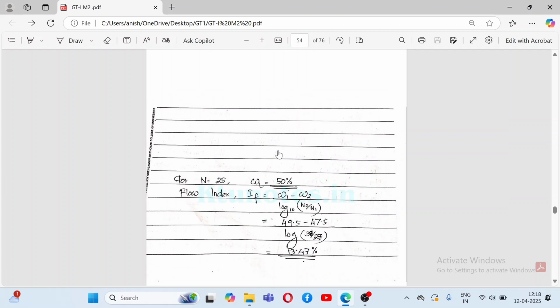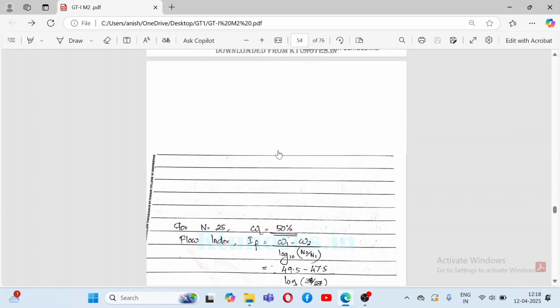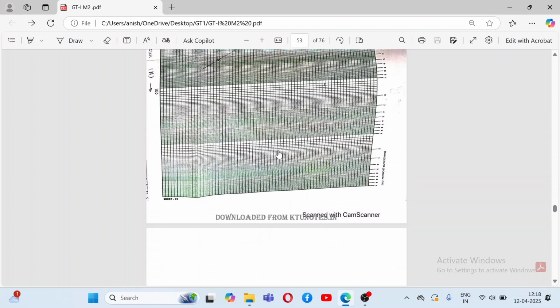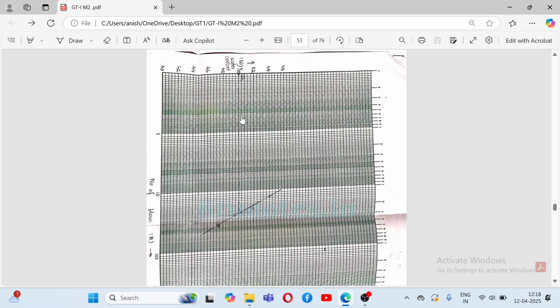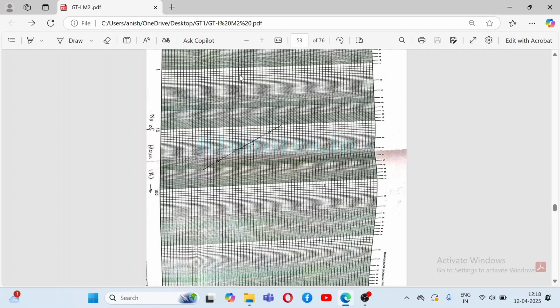There's a groove, right? We take the groove, and then we measure a point where the gap closes by about 1.2 centimeter, and the number of blows is noted. So for N25, you mark N25 somewhere here, and then you take a straight line to the corresponding water content. Almost 50% you get here.